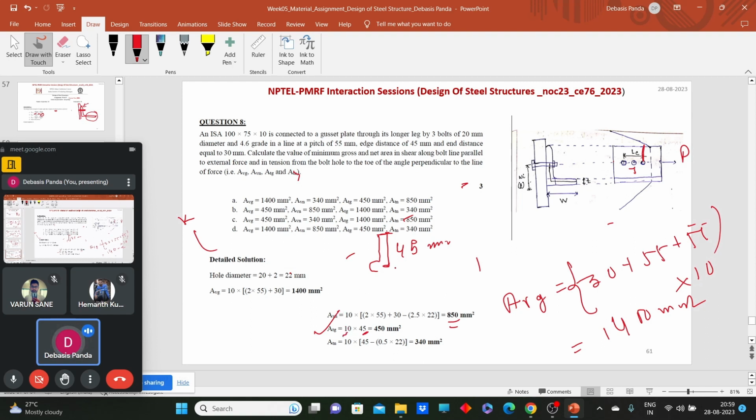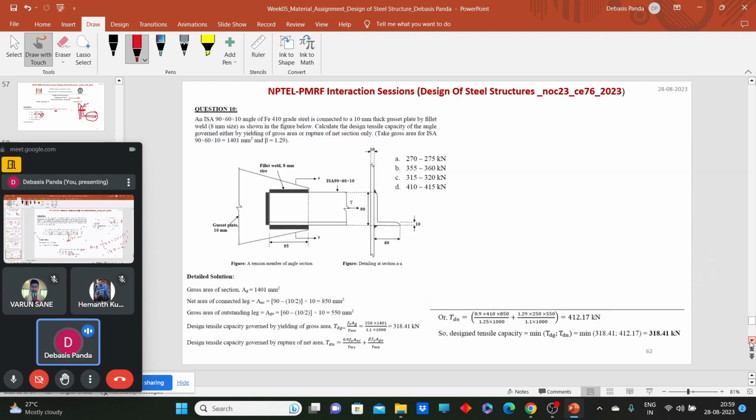What should be the net area? We need to deduct only half the bolt hole. So 45 minus half the bolt hole into the hole diameter. Now check which option is matching with your answer. That will be the answer for this question. Now what is the next question?